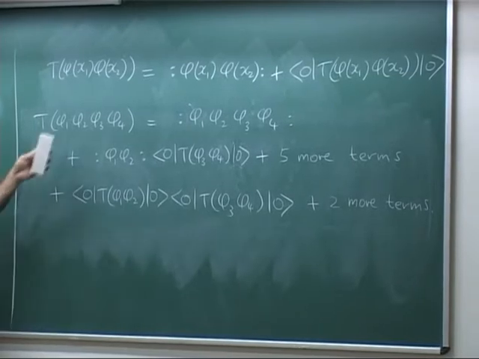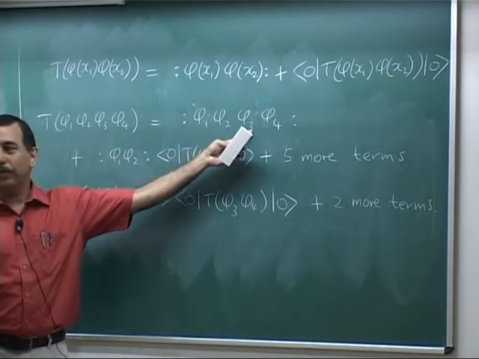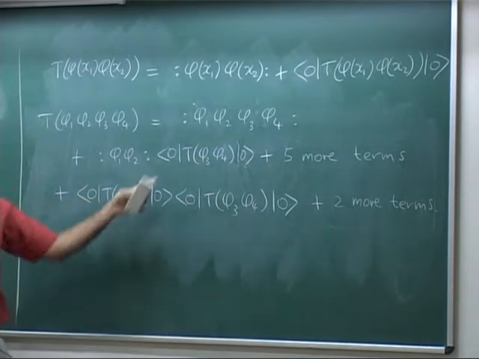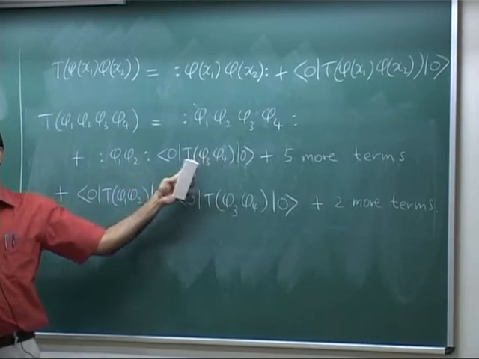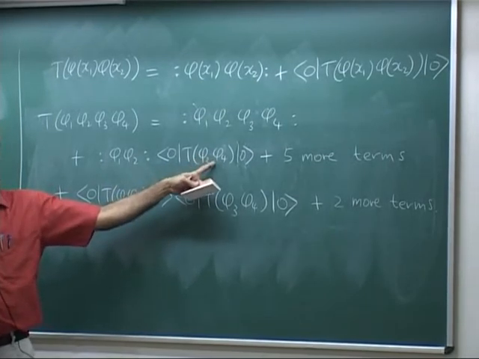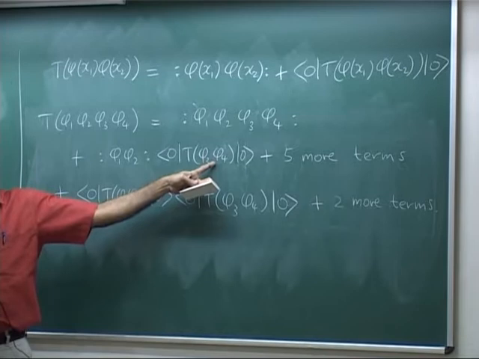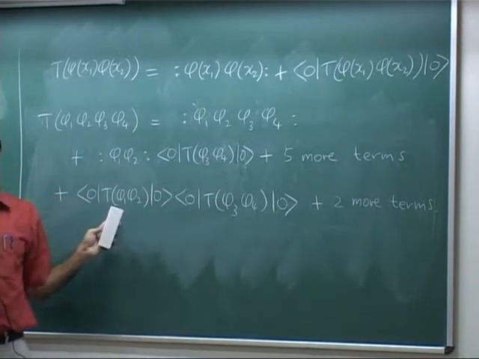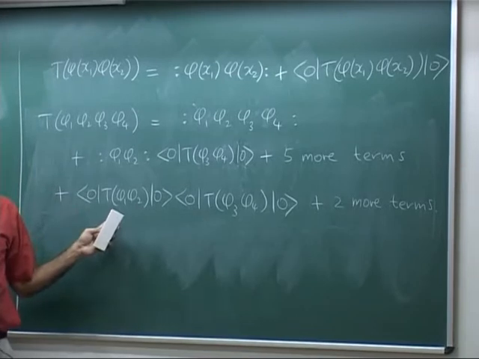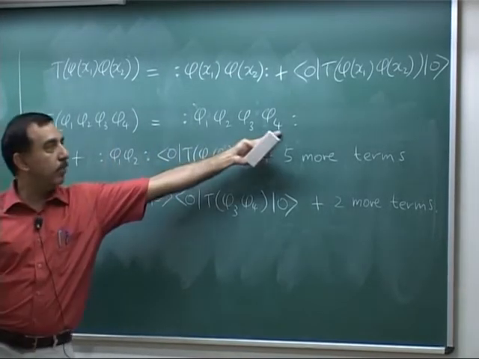If you had 3, this would of course be phi 1, phi 2, phi 3 normal ordered. Here, you would have 1 phi outside and 2 inside. Because you see, the expectation value of a single phi is 0. So you have to have 2. So, 1 is outside and here there would be no such term.